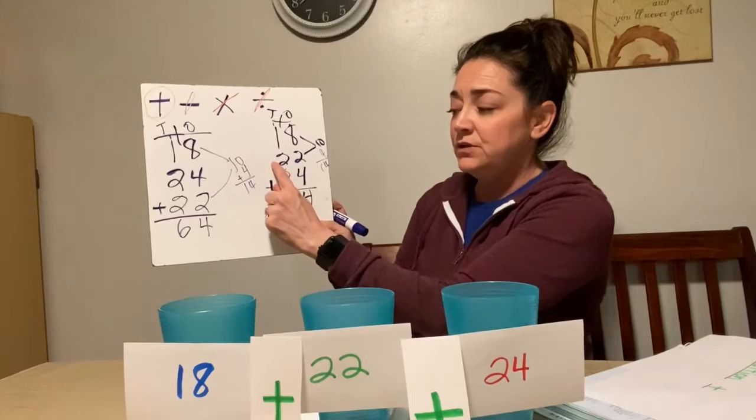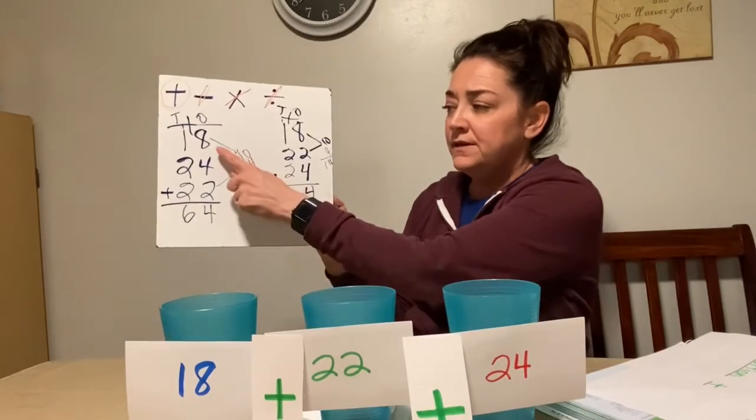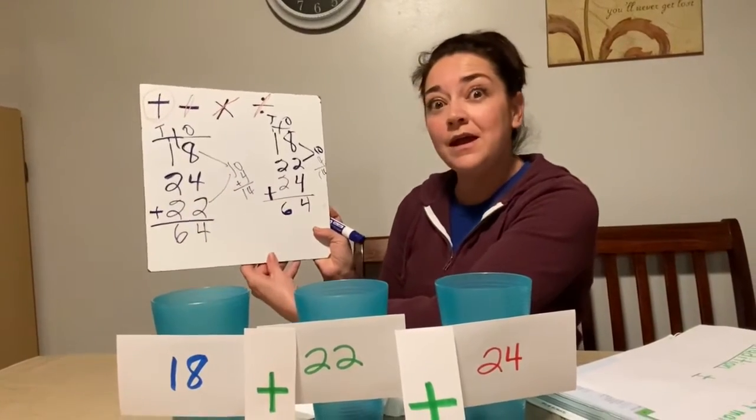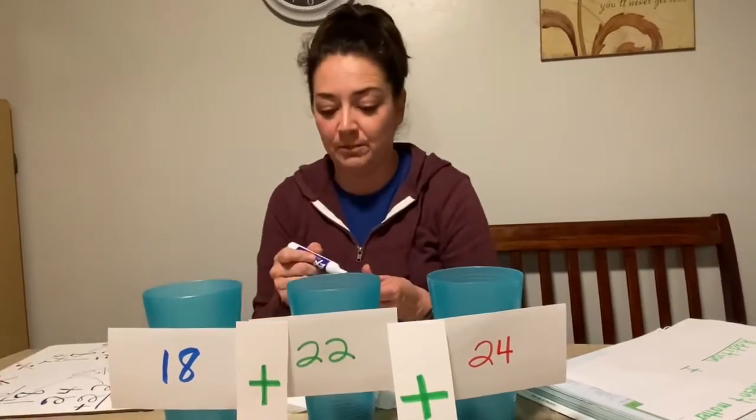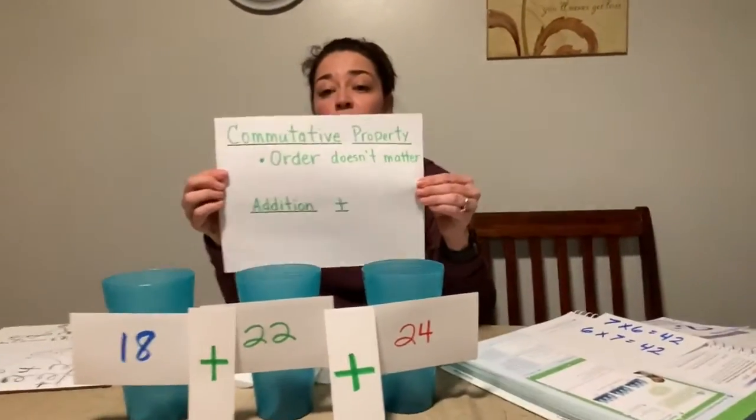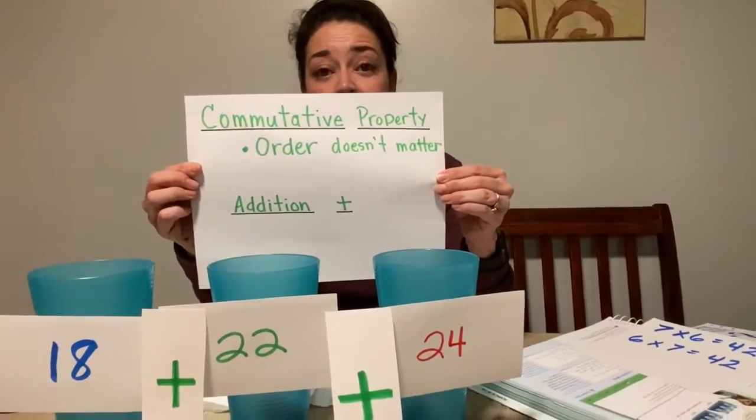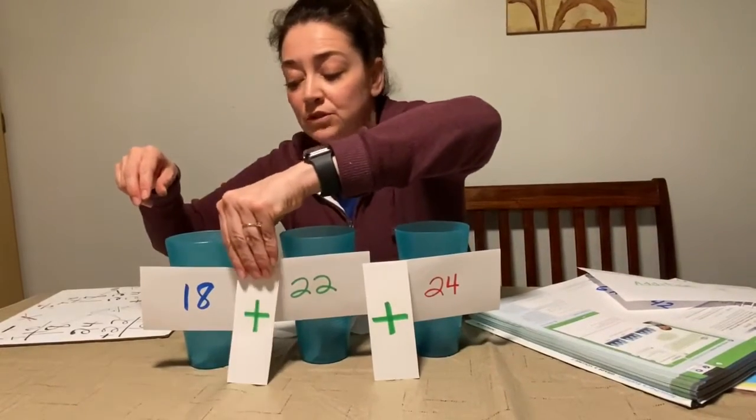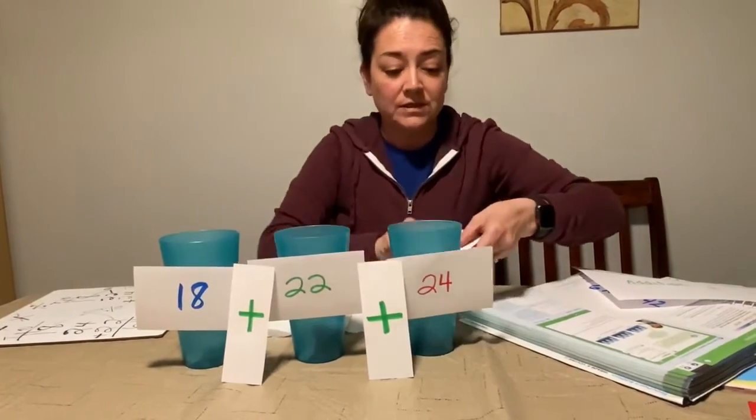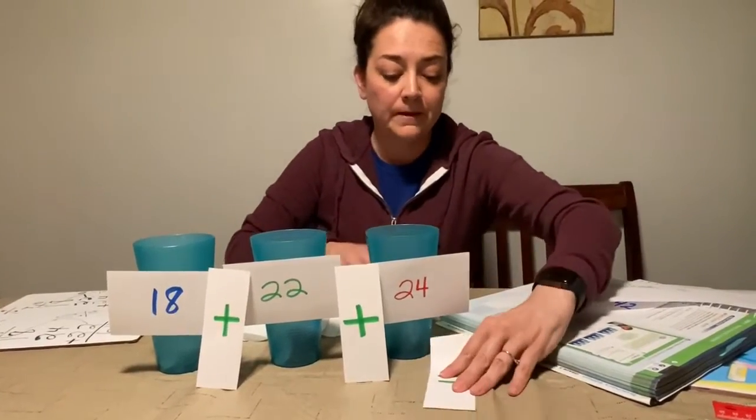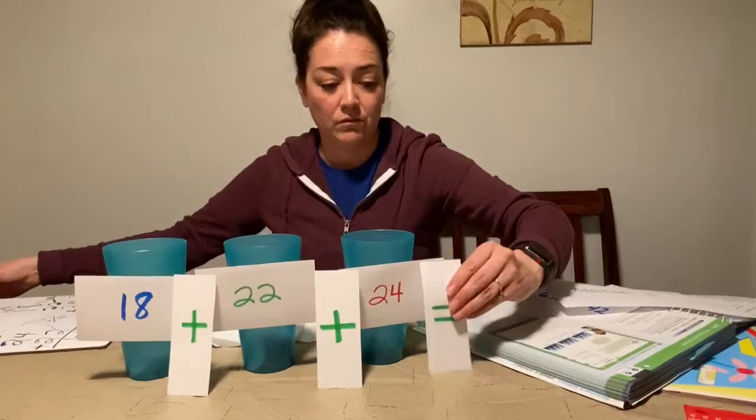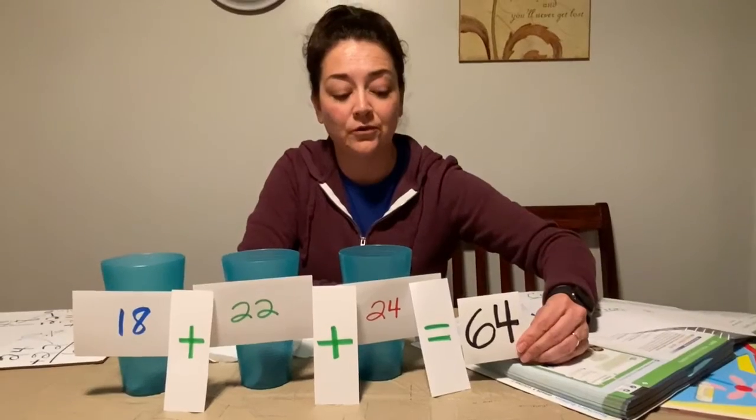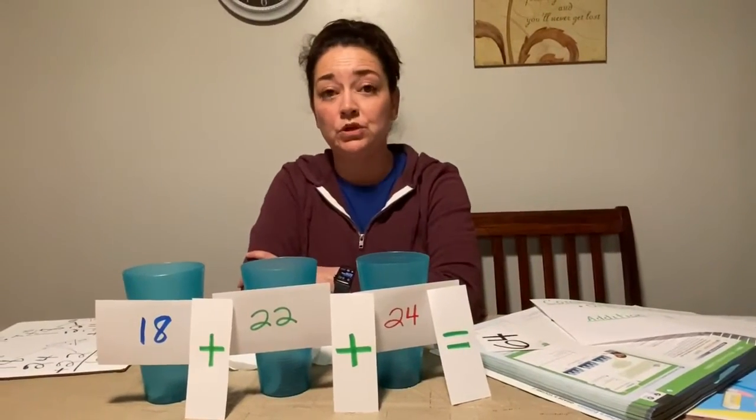This one says 18 plus 22 plus 24 equals 64. This one says 18 plus 24 plus 22 equals 64. Hey, that is true. The commutative property is true. That if you change up the order, you still get the same sum. So even 18 plus 22 plus 24 still did equal 64. Good to know. So that is going to be very helpful to you when you do your solve and share.